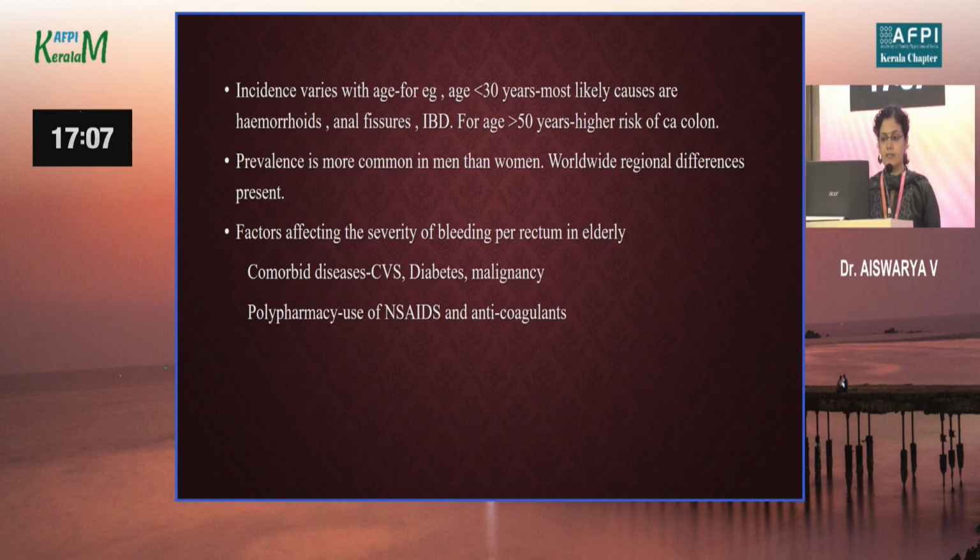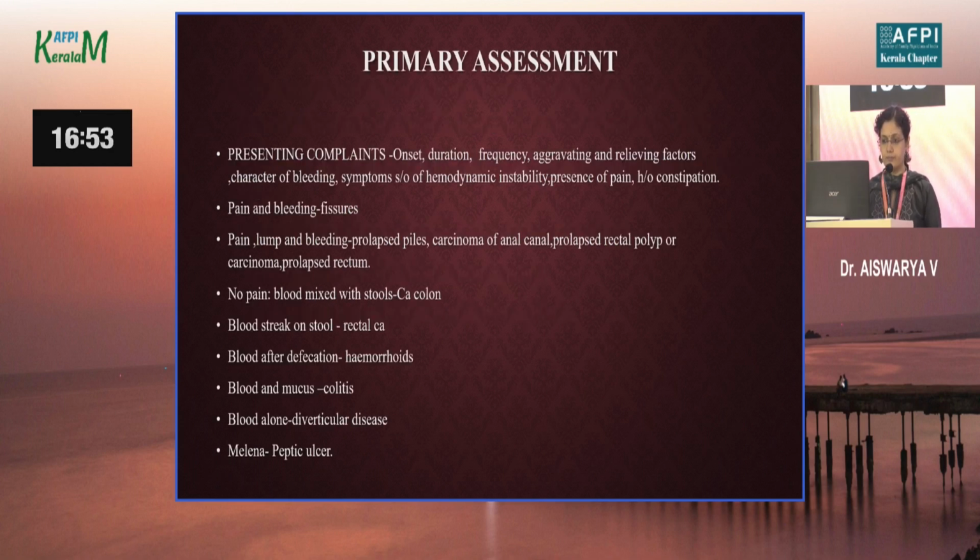There are some other factors that affect the severity of bleeding per rectum in the elderly, like the presence of comorbid diseases like cardiovascular disease, diabetes, malignancy, and also polypharmacy, that is, use of NSAIDs and anticoagulants. Now, coming to the assessment of the patient, the primary assessment includes, of course, taking a detailed history. That is, presenting complaints. We have to ask about onset, duration, frequency, aggravating and relieving factors. For example, whether the patient is straining while passing stools, then the character of bleeding, symptoms suggestive of hemodynamic instability, the presence of pain, history of constipation, etc.